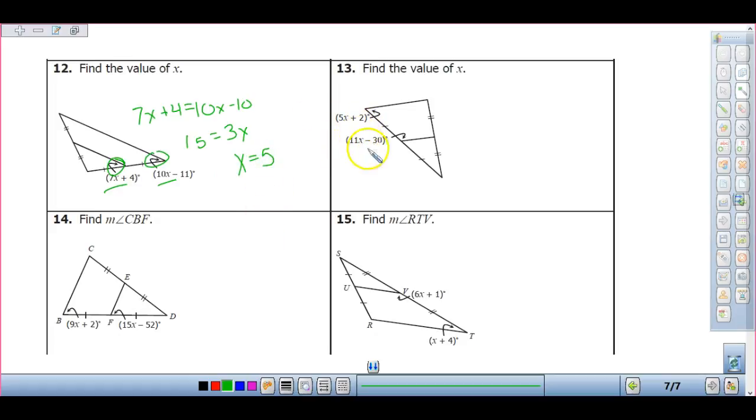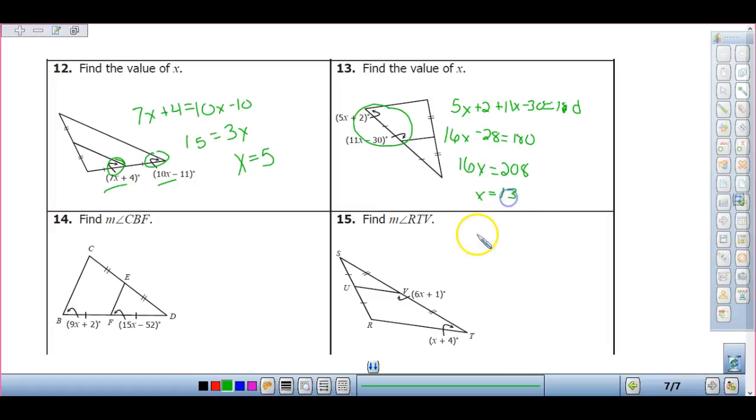Okay. If they're in this position, now they are consecutive interior, and consecutive interior are going to add up to 180. So you've got 5x plus 2 plus 11x minus 30 is going to equal your 180. Okay, so you can go through and solve it. You've got 16x minus 28 equals 180. 16x equals 208. And x is going to give you 13.